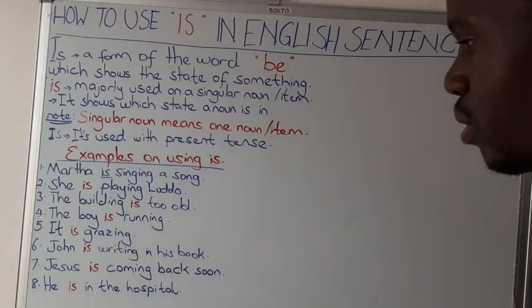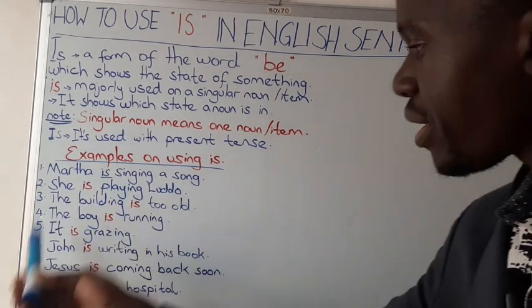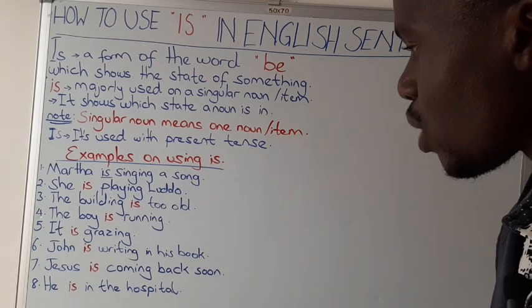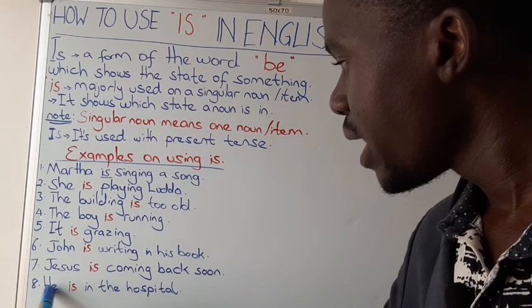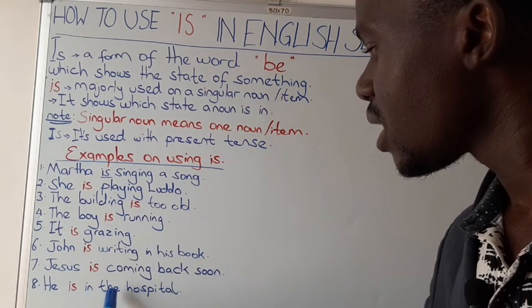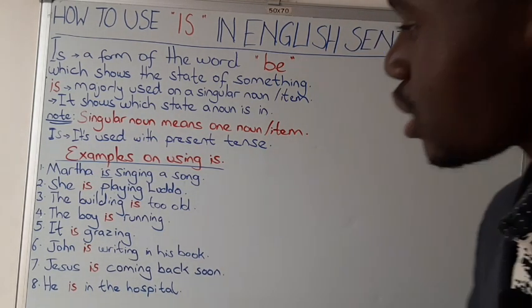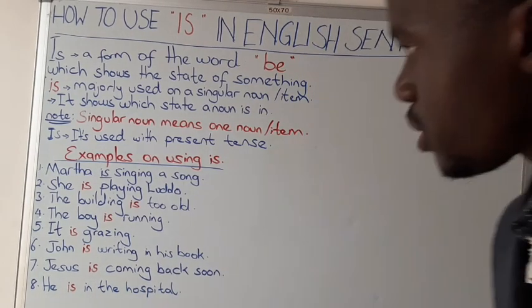Okay, the last example, we say he is in the hospital. We're referring to one man or one male person because of using "he". He is in the hospital. So here we're referring to one person. That's why we use "is". He is in the hospital.